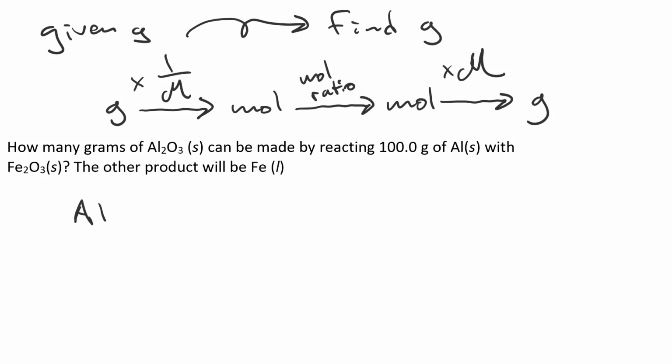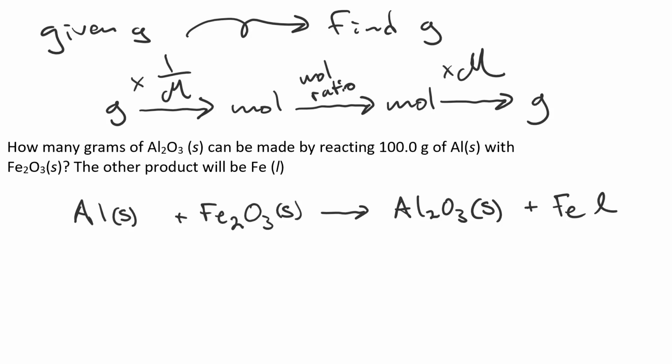So, aluminum solid plus Fe2O3 solid makes Al2O3 solid plus Fe liquid. And we can see that the oxygen is balanced, but we have two aluminums in the product side. We need 2 on the reactant side, so we put a 2 on Al. We have 2 irons on the reactant side. We need 2 on the product side, so we put a 2 on Fe. This is the thermite reaction.